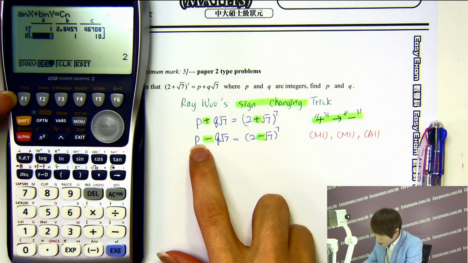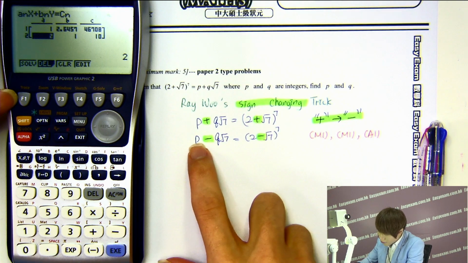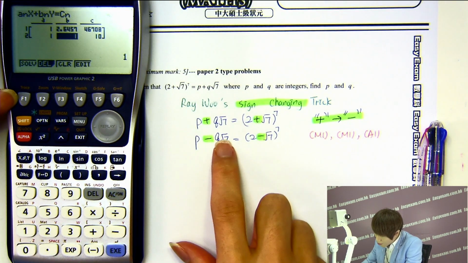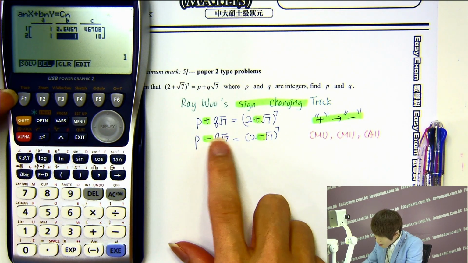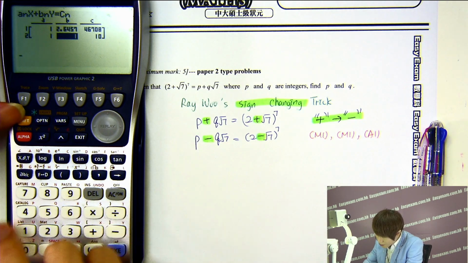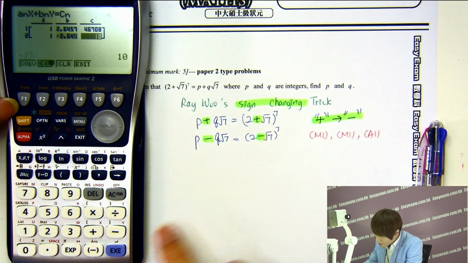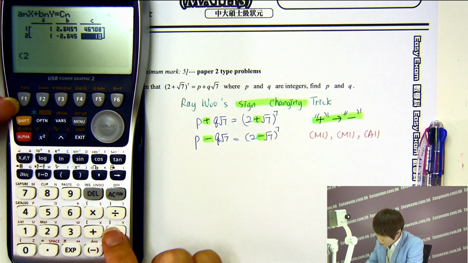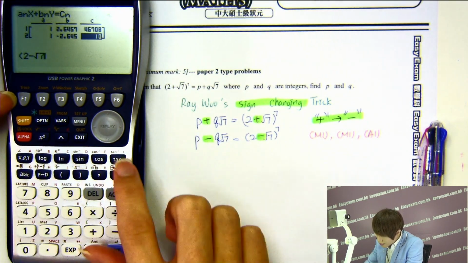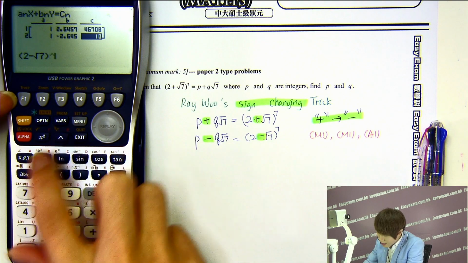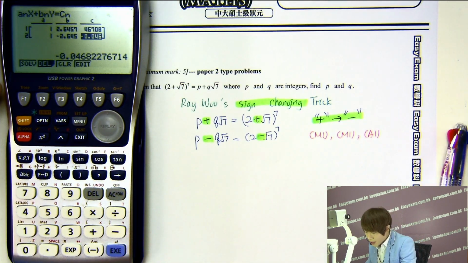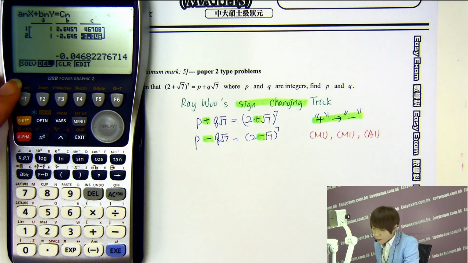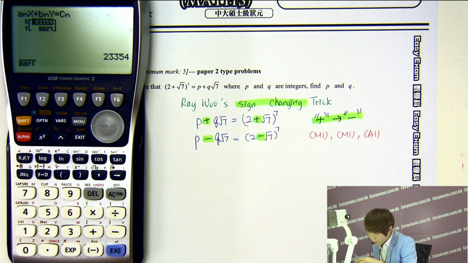And for the next line, we continue with the coefficient of p, which is 1, and the coefficient of q, which is minus root 7. And for the right hand side, it is (2 − √7)^7. After you have finished typing, just simply press F1 to solve. So now you get your answer.